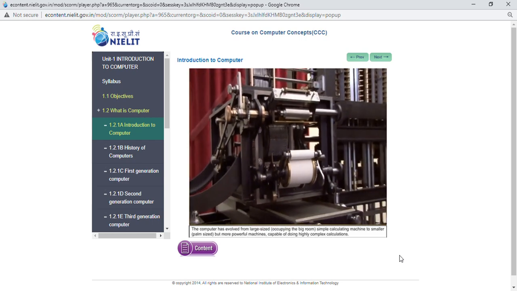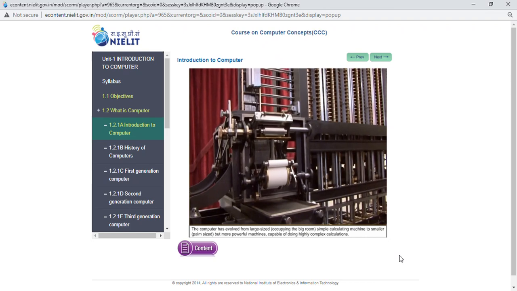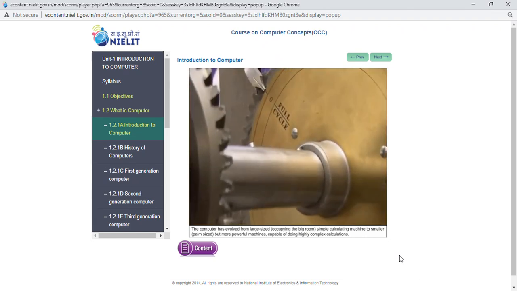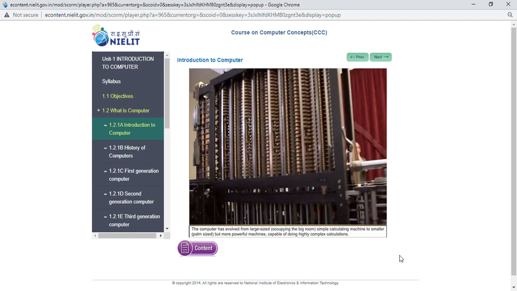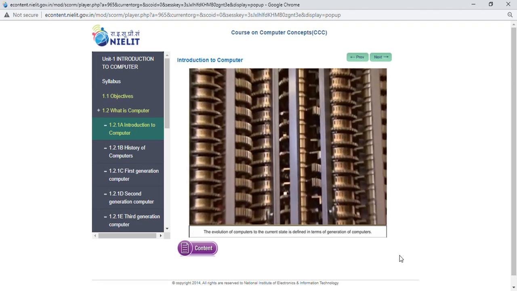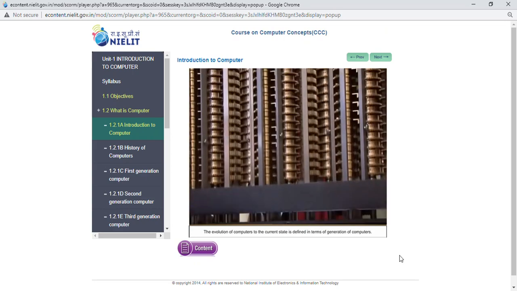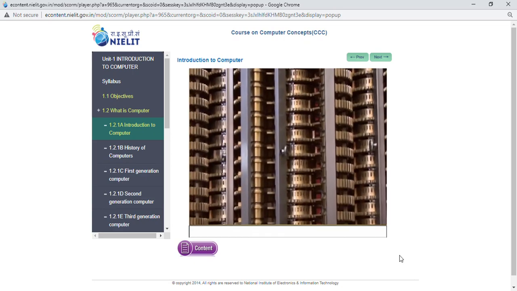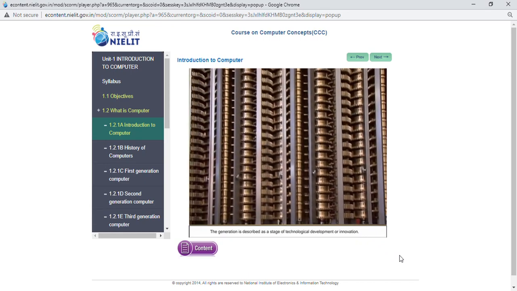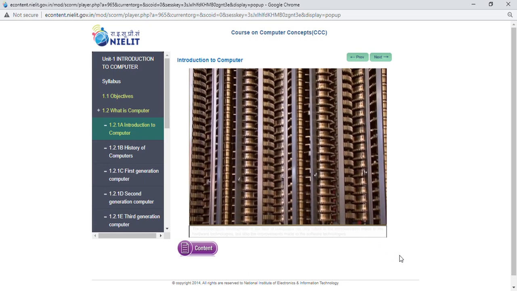The computer has evolved from large sized, that is occupying a big room, simple calculating machines to smaller, that is palm sized, but more powerful machines capable of doing highly complex calculations. The evolution of computers to the current state is defined in terms of generations of computers. The generation is described as a stage of technological development or innovation.